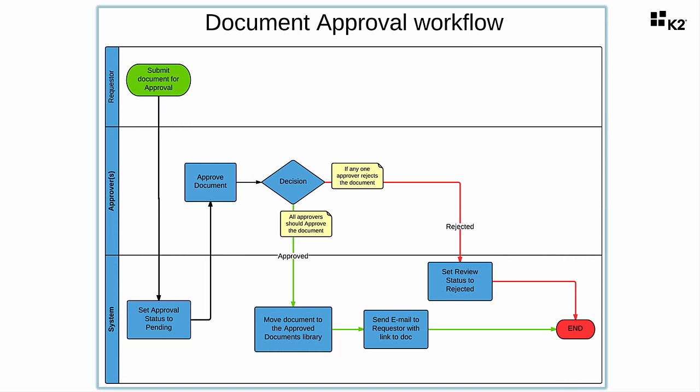Now let's consider the document approval workflow. This workflow can be submitted to one or more approvers at any given time, similarly to the review workflow. The system will update the document status to indicate that it is currently waiting for approval. If all approvers approve the document, the system will move the document to the Approved Documents library and email the originator to let them know that their document was approved.